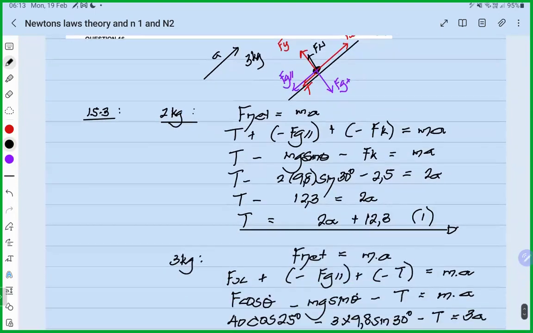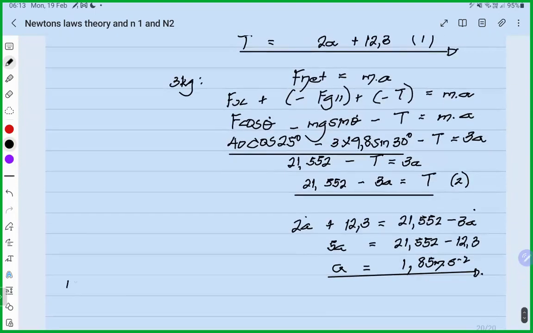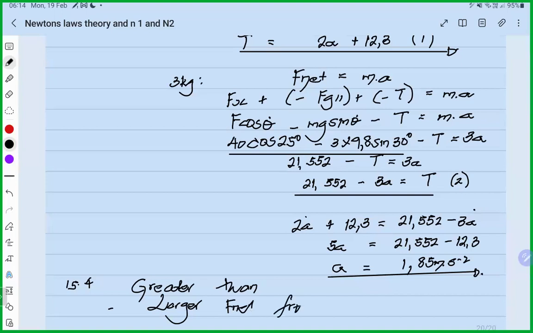Right, so 15.4, it will be greater than, and you're going to have a larger F net. And from Newton 2, your a is directly proportional to F net. Therefore, a larger acceleration.